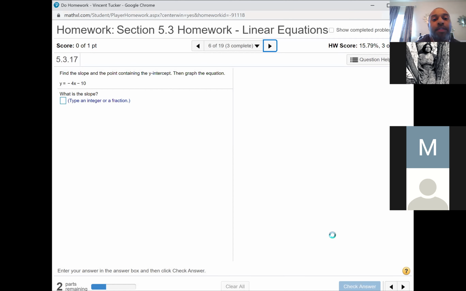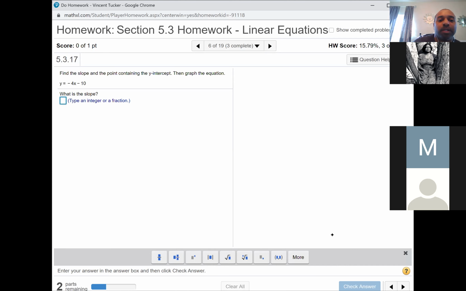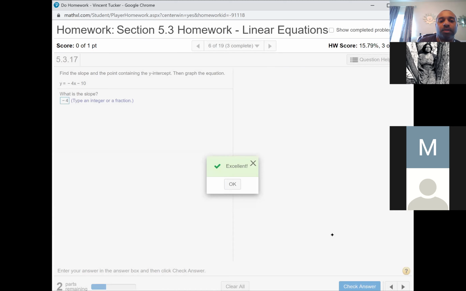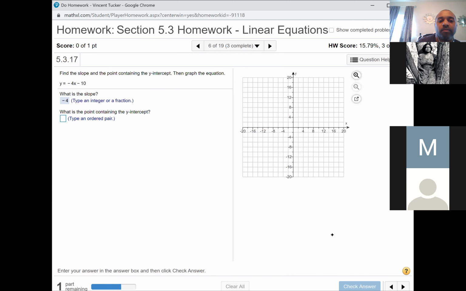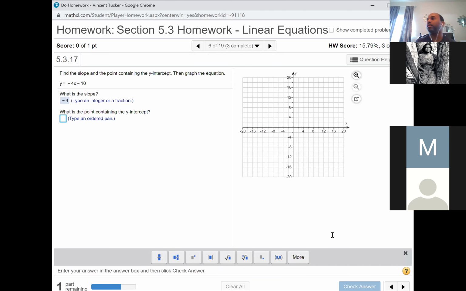Okay. Now this we actually went over last class. I didn't know that it was in this section, but I thought it would help me for the last section. But anyway, we can still look at it again. Find the slope and the point containing the y-intercept. So your slope, remember we said, is the number that's sitting in front of x, and that's going to be -4. And then what is the point containing the y-intercept? So write it as an ordered pair.